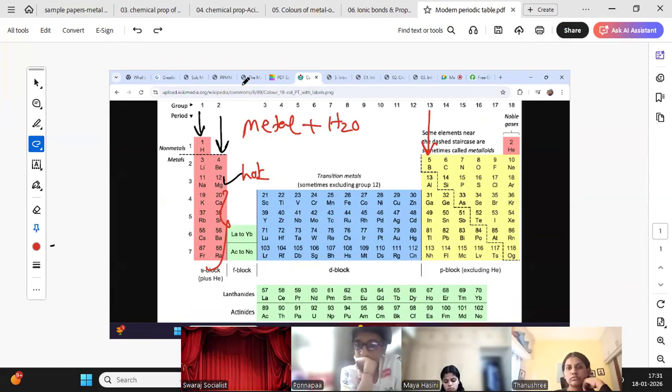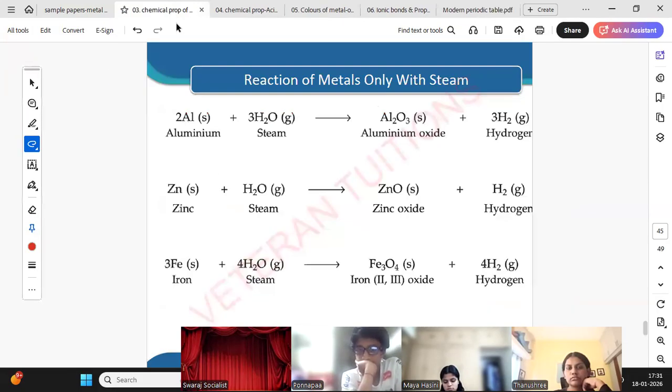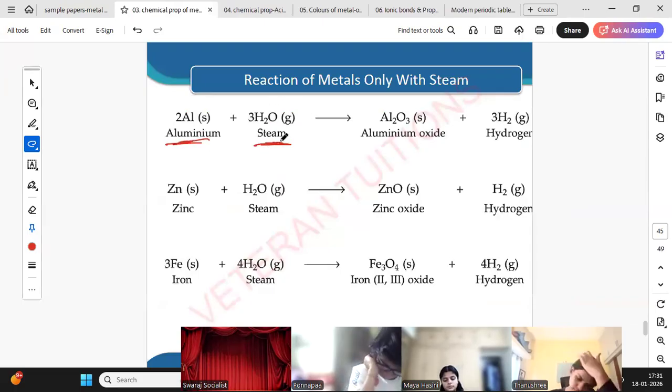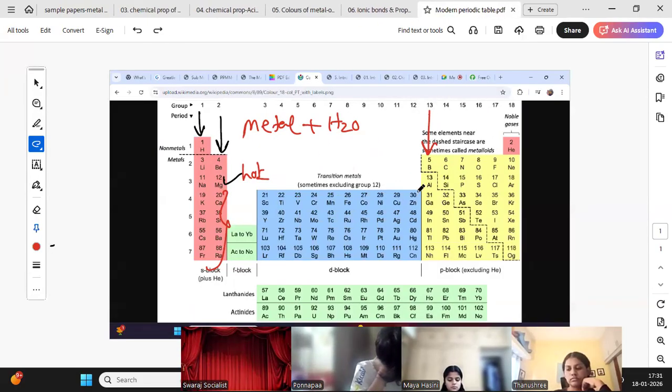Third group will only react with the steam. Aluminium only reacts with steam, not with hot, not with cold water, but only with steam. Metal plus steam gives metal oxide and hydrogen gas. And similarly, after the third group, some of the important metals we should go: zinc, copper, iron. Let us see them.